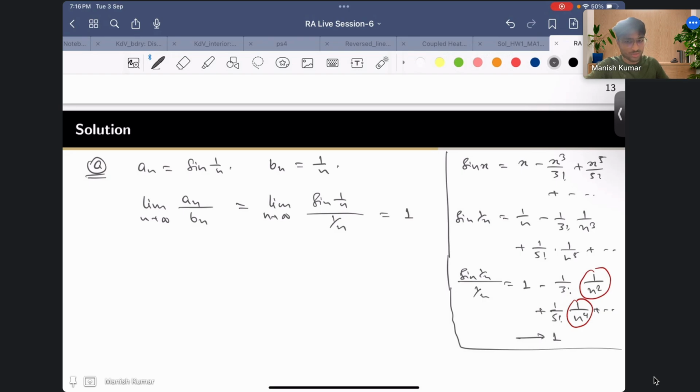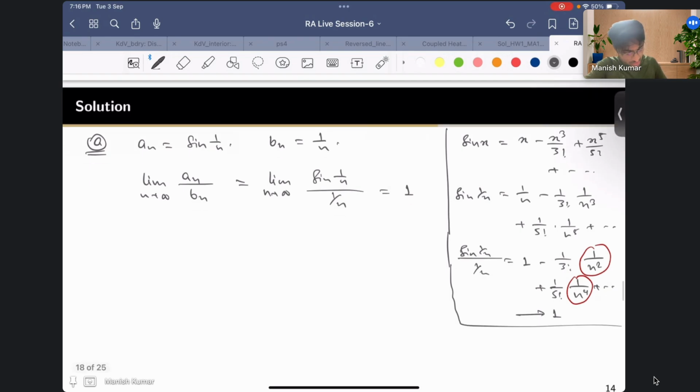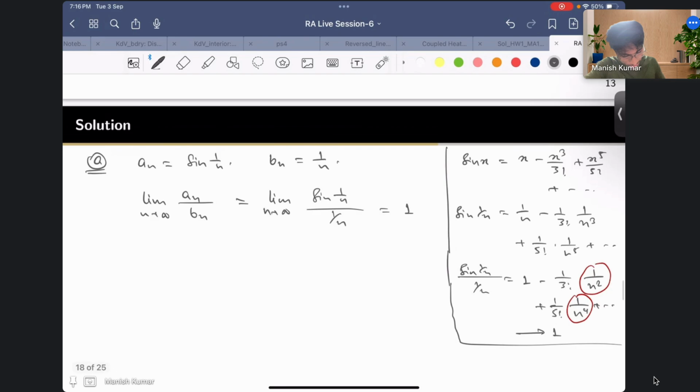Now when this is 1, what do you say? Then summation sin 1 by n will converge if and only if summation 1 by n converges. Or I should not write it in this way, but just write directly that summation sin 1 by n is divergent, as shown by the limit comparison test.